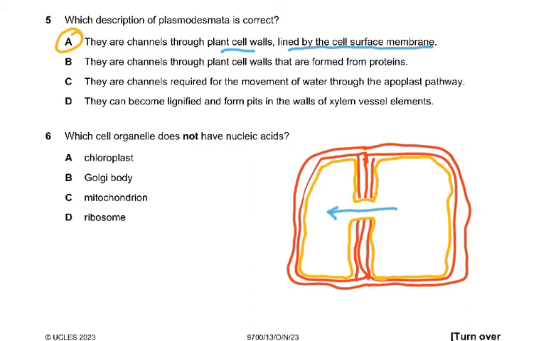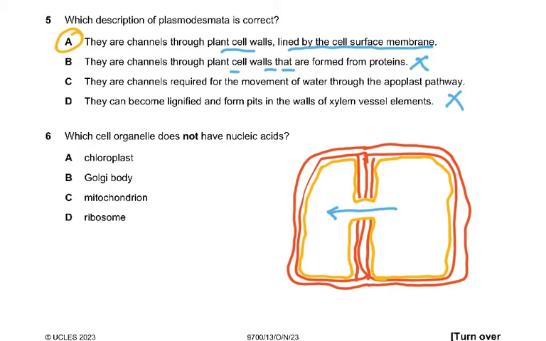Then it says they are channels through plant cell walls that are formed from proteins. This is wrong. It's not made of proteins. They are channels required for the movement of water through the apoplast. Apoplast is along the cell wall. It's not from cytoplasm to cytoplasm. That's a symplast pathway. They can become lignified and form pits in the wall of the xylem vessel element. No, that's wrong as well. So plasmodesmata is not that. When the lignin is deposited, then the areas where there was plasmodesmata, they form the pits. So they don't become lignified. There is no lignin there, in fact, in the pits.